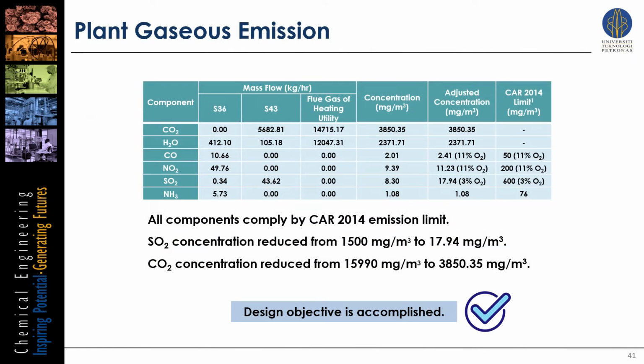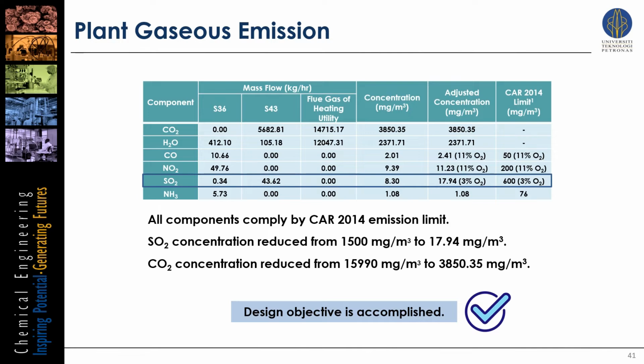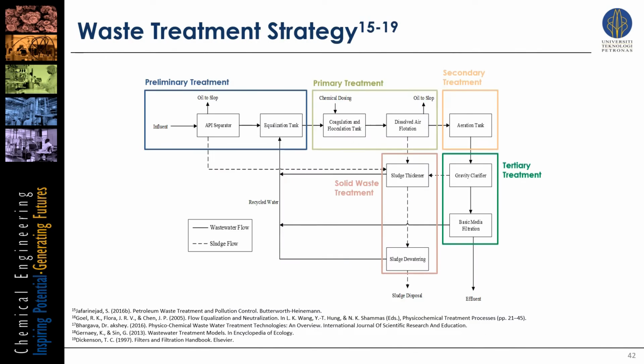Since this plant is essentially a waste gas treatment plant, all gas emissions of the plant are designed to adhere by the regulation limits where SO2 concentration is reduced to 17.94 mg per meter cube, achieving the CAR 14 limit. Hence, our design objective is accomplished. With gas emission achieving the required standards, we will be focusing on the wastewater treatment strategy.